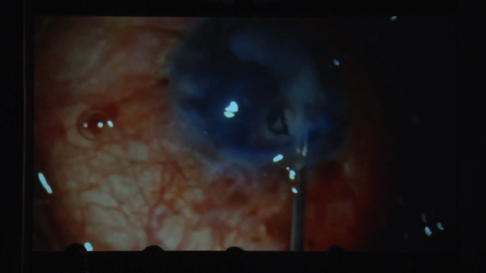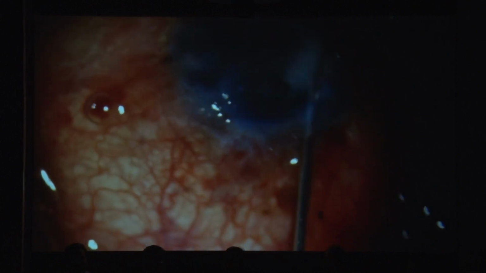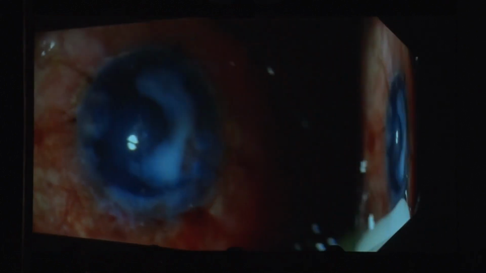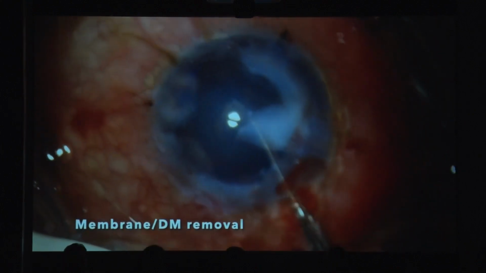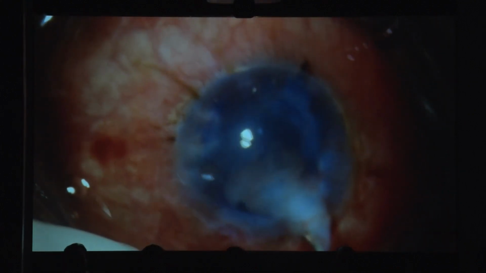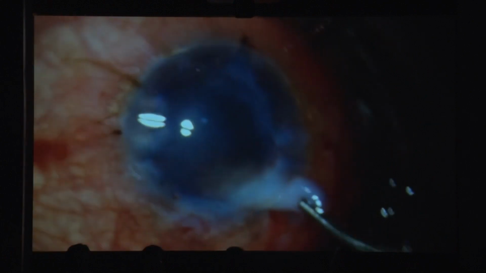It is sometimes very difficult to peel these completely, so therefore cutting with the scissors really helps. This membrane or the DM complex was then removed. You can see how thick it is.